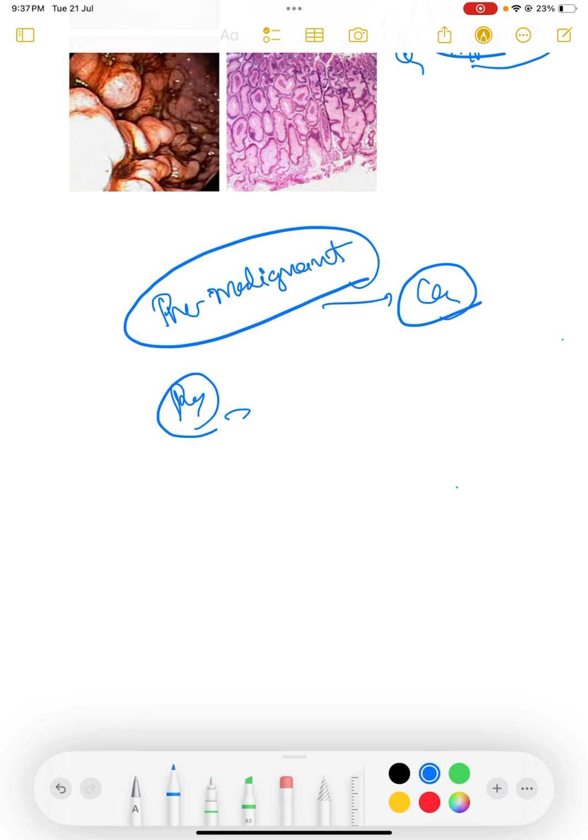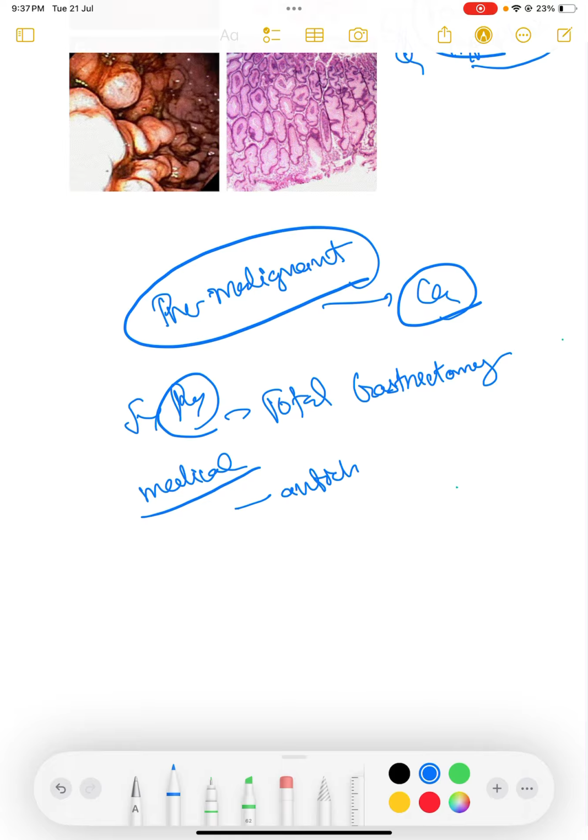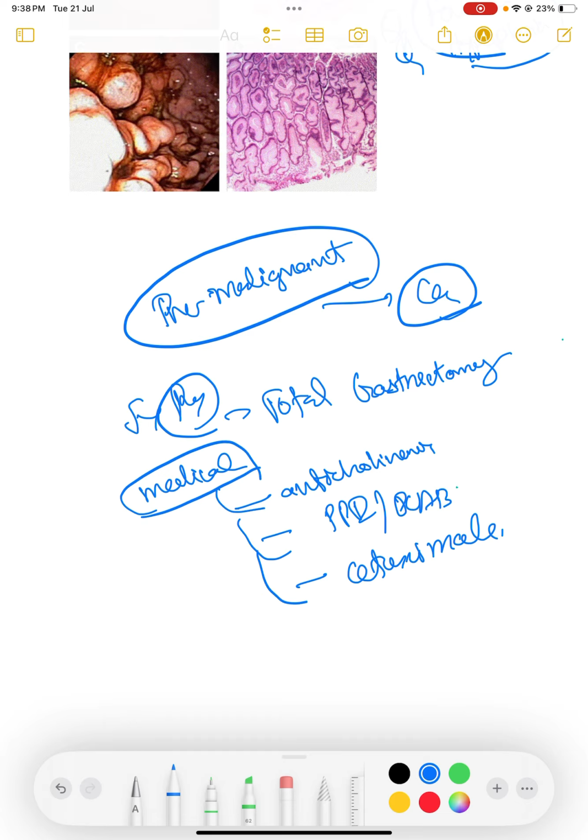One of the surgical treatments is total gastrectomy. The other medical treatments that are available are anticholinergics, PPIs or PCAB drugs, and cetuximab. These are the other medically available drugs that can be given. Since it is a pre-malignant condition, it is one of the indications for total gastrectomy, prophylactic total gastrectomy.